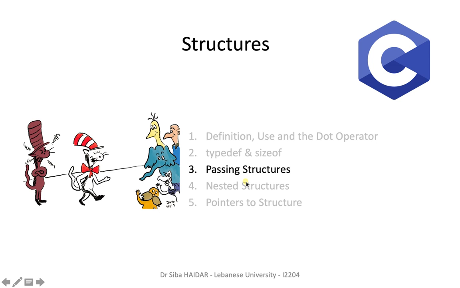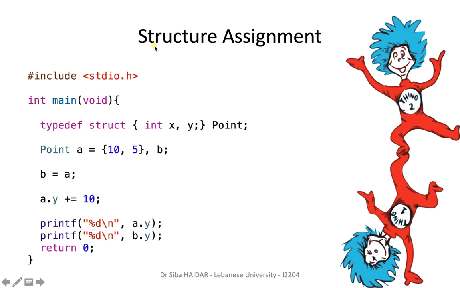Section 3, Passing Structures. Let us begin by passing structures through assignment, before passing structures as function parameters. So let us consider this program in which we define a structure point with two fields of type integer, x and y, to make it simple, and then we are declaring two variables a and b of this type. We use the typedef now. We are using the light syntax, and a is directly initialized with the fields x 10 and y 5. However, b is left uninitialized.